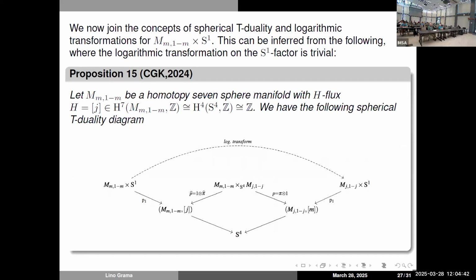And to summarize, we can put all these concepts in the same diagram. If we start with the homotopy 7-manifold with H flux, then we have the following diagram. We have the usual spherical duality here, and our operation, we have this manifold times S1. This is homotopy Hopf, and we can go from one to another by logarithmic transformation. But this dotted line here, we can define this log transform via this spherical duality. This needs to pass through this. Okay.